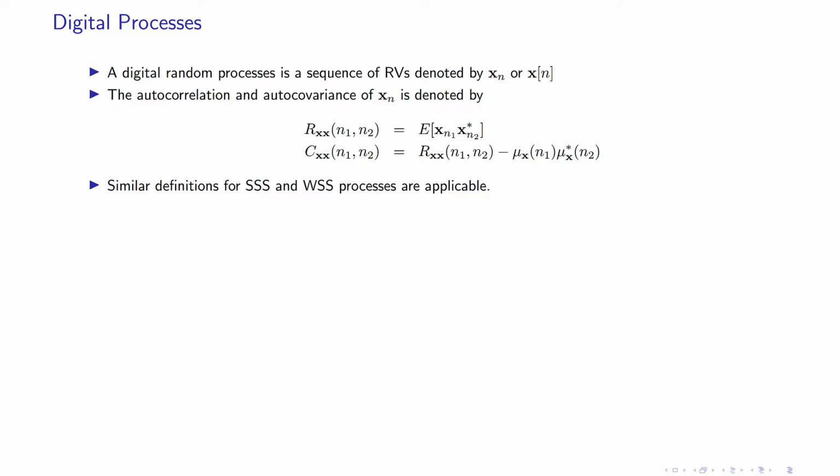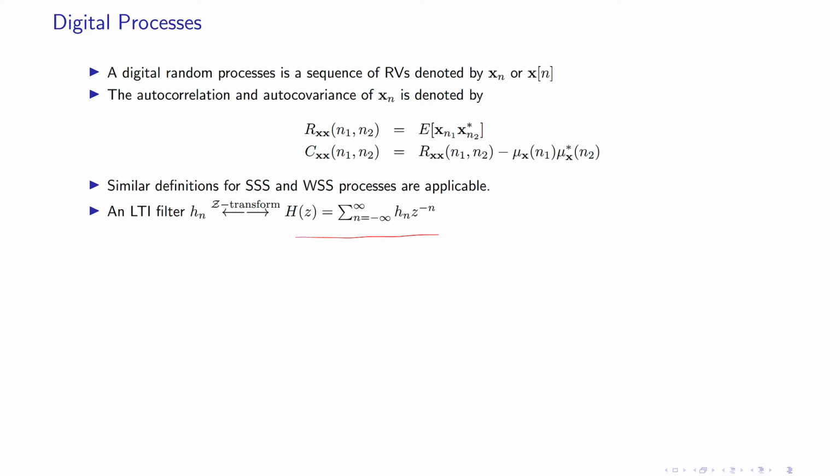Similarly, you can define strict sense stationary and wide sense stationary processes for discrete time random processes. Same definitions could be applied. Even more, these digital processes, because the time instances are integers, are easier to manipulate, because you are dealing with a random sequence as opposed to a random signal. So for an LTI filter for discrete time signals, you could analyze them in the Z domain instead of the Laplace domain.